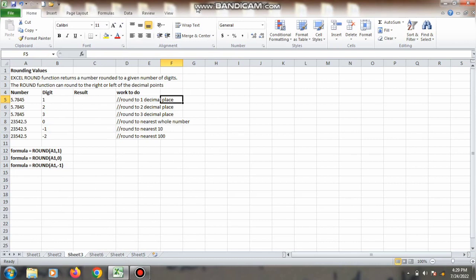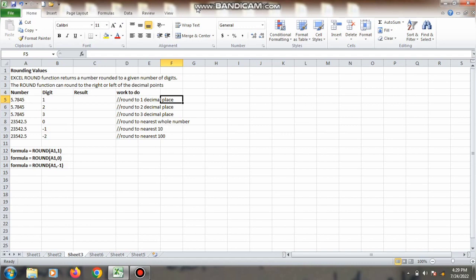Then we shall be talking on rounding values. Rounding values in Excel. We have been used to this thing, I believe, in our secondary school days that they will give you round up to one decimal place, round up to two decimal places, round up to the nearest whole number, round up to the nearest 10, round up to the nearest 1000, and so on and so forth. The same thing we can also round up on our computer when we are working with our calculations on Excel.